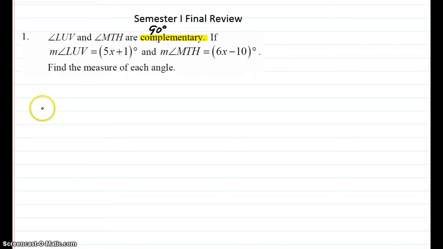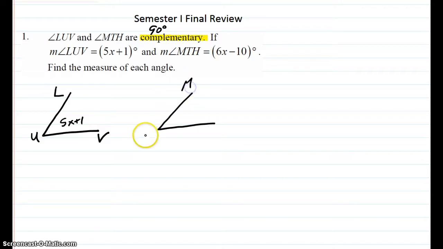So if the first angle, LUV, is 5x plus 1, and the second angle, MTH, is 6x minus 10. Since these angles are complementary, we know that if we add them up, they're going to equal 90 degrees. And we also want to make sure we read the directions, because it says find the measure of each angle. So first we need to find x.